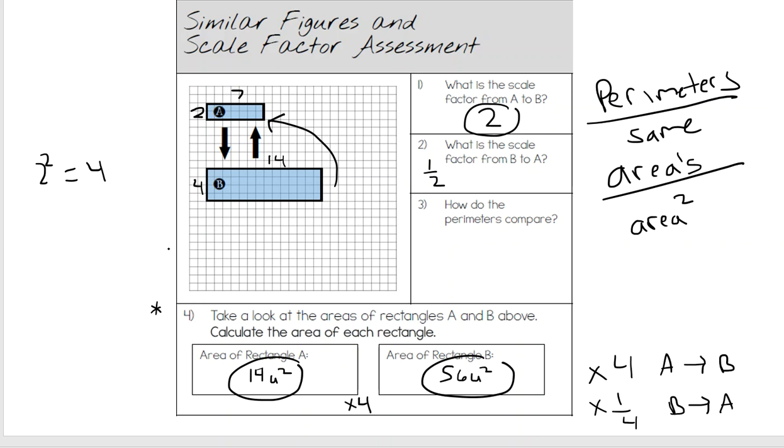If we look at the scale factor from B to A, that was 1/2, and if we square 1/2, that's going to give us 1/4. And to go from B to A, we had to times by 1/4.